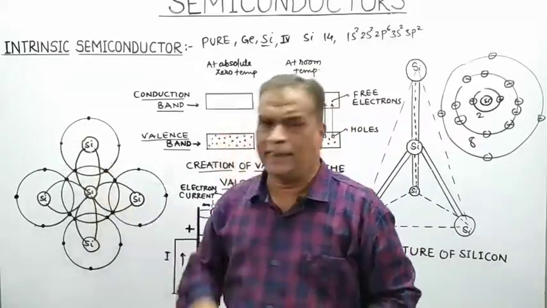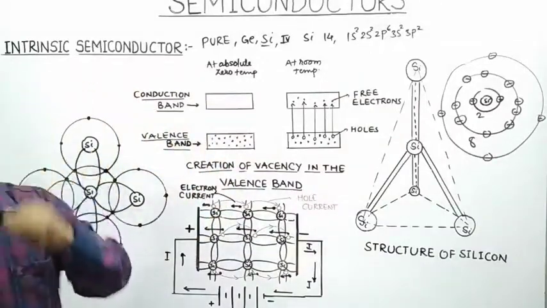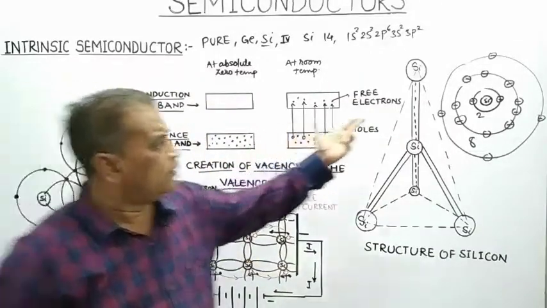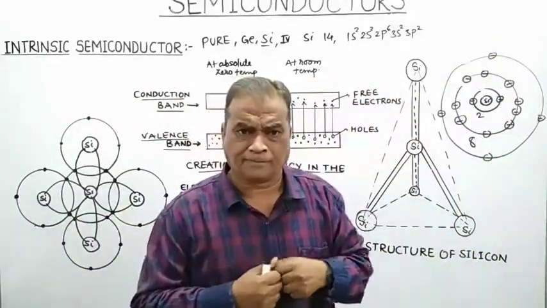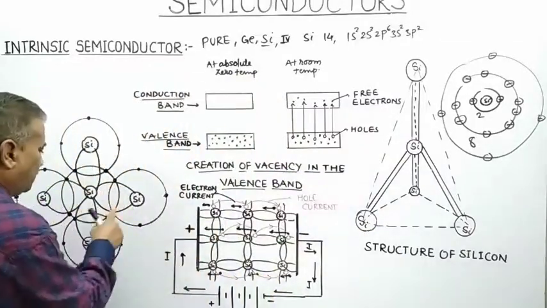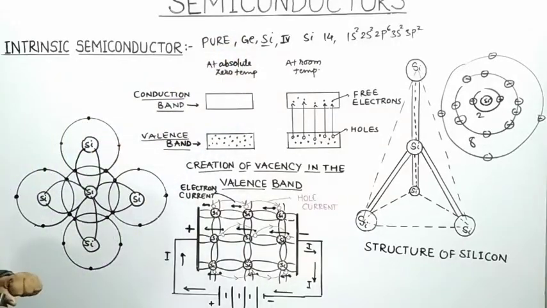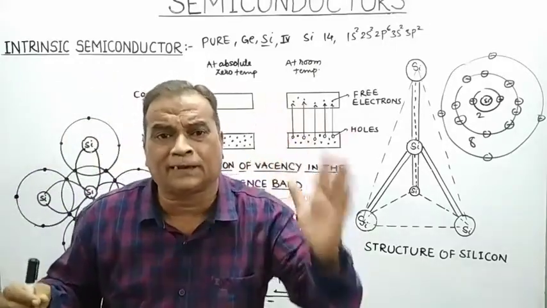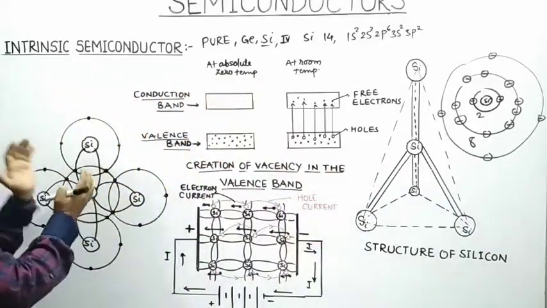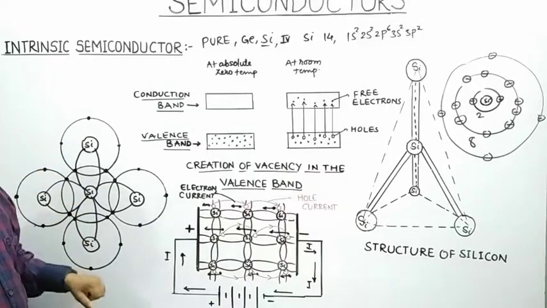And when every silicon atom forms 4 strong covalent bonds with 4 of its neighboring germanium atoms, it means no valence electron is available for conduction of electricity. These are the valence electrons. So at absolute 0 temperature, no valence electron is available for conduction of electricity, because each silicon atom forms strong covalent bonds with 4 of its neighboring germanium atoms.